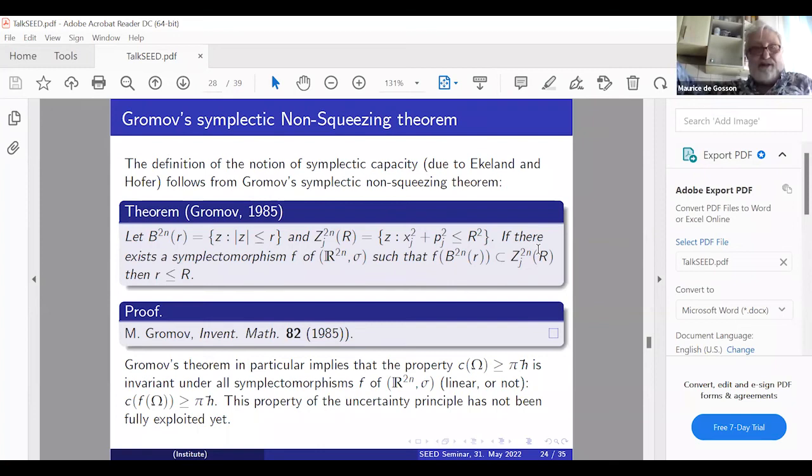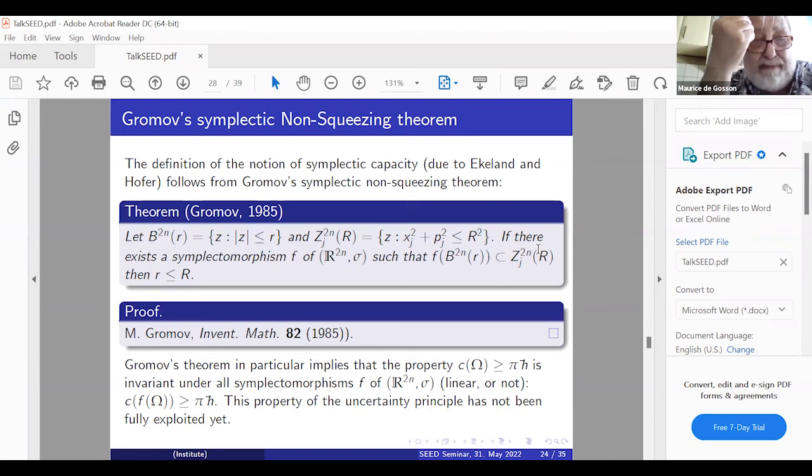Well, let me make quickly a detour by talking about Gromov's symplectic non-squeezing theorem. The definition of the notion of symplectic capacity goes back to Ekeland and Hofer, and follows from Gromov's symplectic non-squeezing theorem, which says the following. Let's take a phase space ball with radius small r and a phase space cylinder with radius big R, defined by x_j squared plus p_j squared smaller than R squared, where j is some index of pairs of coordinates. If we can find a symplectomorphism, what is a symplectomorphism? It's what physicists call a canonical transformation. It's a diffeomorphism whose Jacobian is a symplectic matrix at every point.